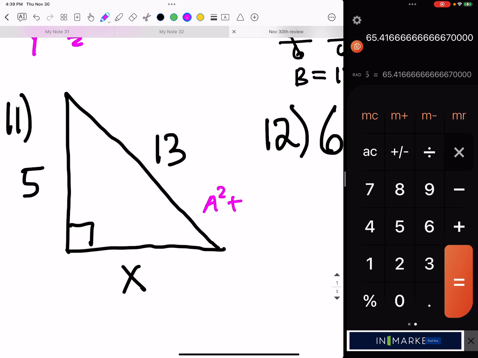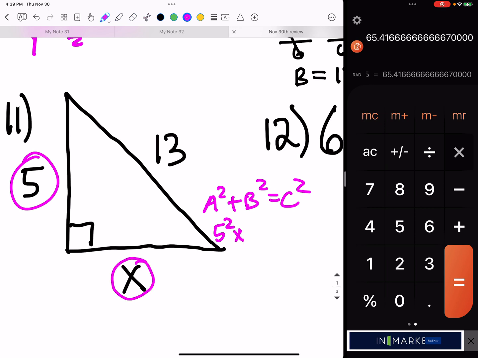A squared plus B squared equals C squared. This is the A, so 5 squared. This is the B, plus X squared. And this is the C, equals 13 squared. So I'm finding the missing piece in this one. 25 plus X squared equals 169.